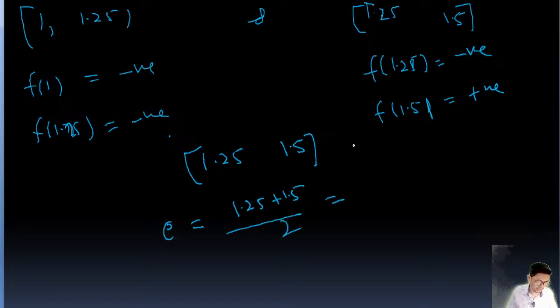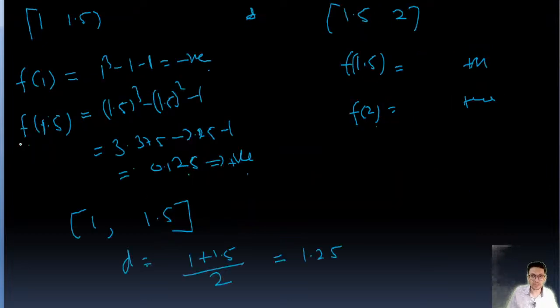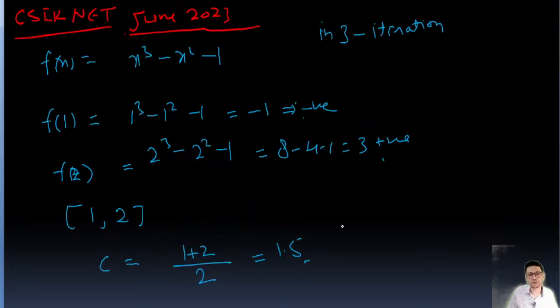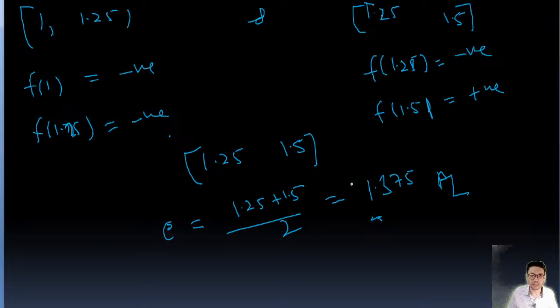This is bisection method, and if you solve it, this is going to be 1.375. This is the answer. This is after third iteration. Okay, we've got the value 1.375. So this is the root after third iteration. This is the root after second iteration. This is the root after first iteration. Okay, so they can ask first, second, third iteration, depending on which part the question is asked. Okay, part B or part C.